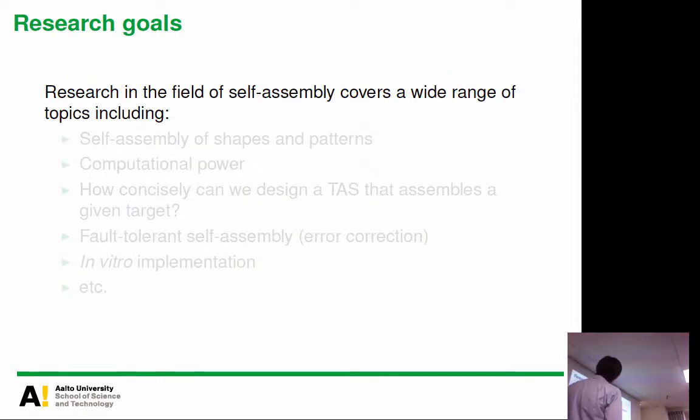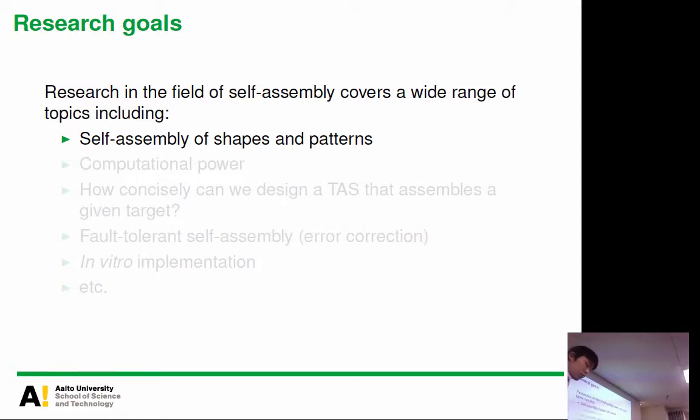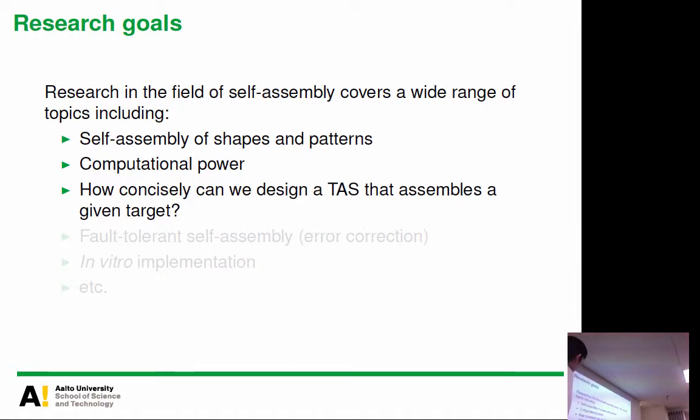Okay, so what are the research goals in this field? Lots, okay, but just some. So of course, this is a basic motivation: we want to make shapes or patterns self-assemble. We don't want to control from outside, but we just encode these DNA tiles and put them into the test tubes, then they automatically come out. So that is the practical motivation. And as computer scientists, we are wondering what we can compute by this system. I will talk about that later.